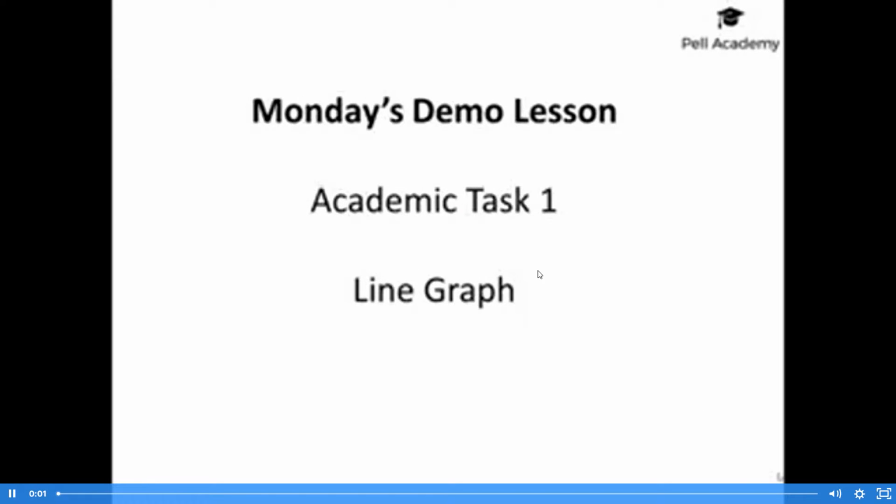Hello everybody and welcome to Monday's demo lesson. Today specifically we're looking at the line graph for academic task 1.